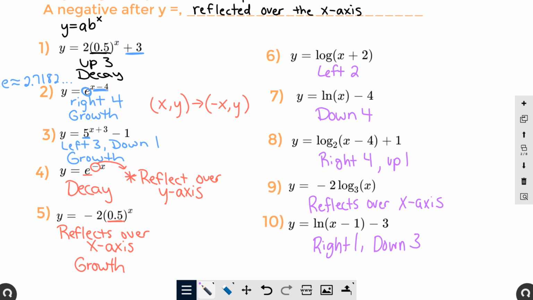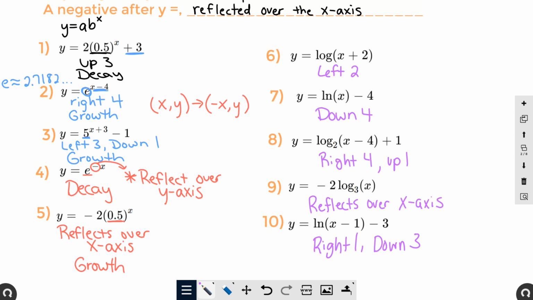So with these, the only things that you need to tell me is if it moves left or right, and that's if anything is added or subtracted with the x, if it moves up or down, if that's anything added or subtracted at the end, or if it's reflected. So if you have a negative after the y equals, or if you have a negative x, okay?